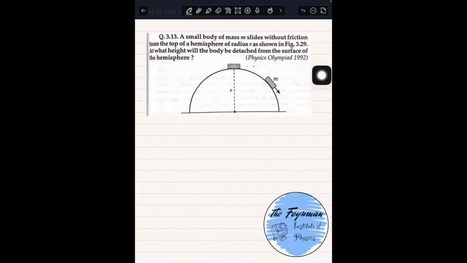Now there can be a situation where the radius of the hemisphere will be given and they will ask for finding a specific height from which the body will get detached. In that case, the radius of the hemisphere, that is r, should be given. Say, for example, the radius is 5 meters, and to determine the specific height we will need the mass of the body. Suppose the mass m is, for example, 2 kg, and we need to determine the height from which the body will get detached.